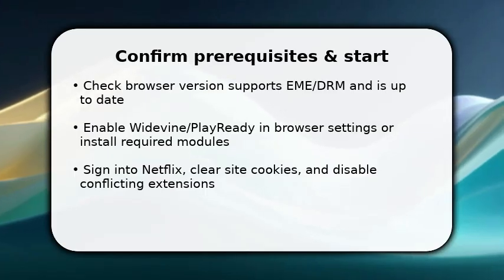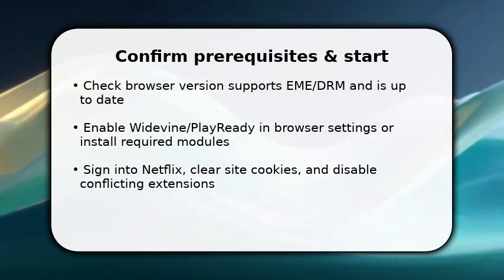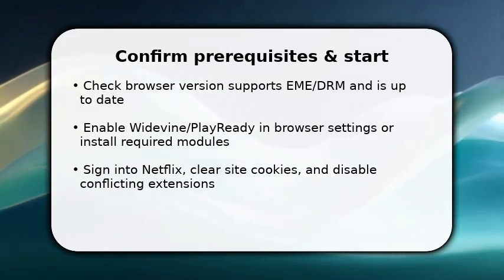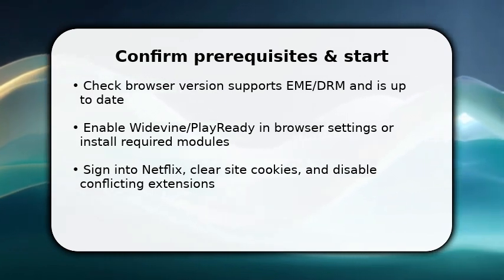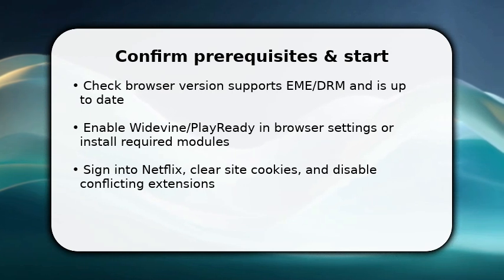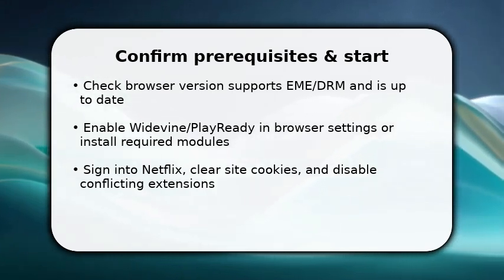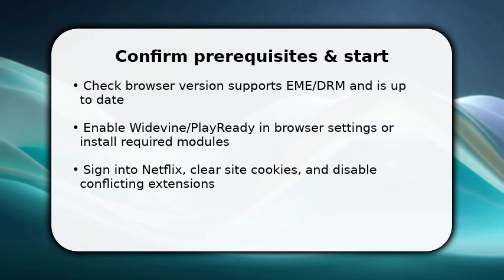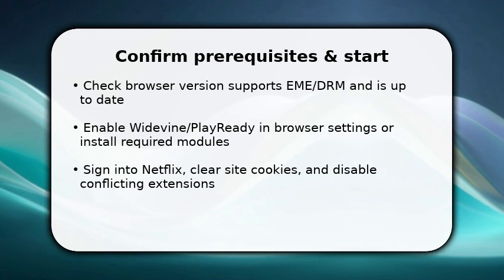You begin by ensuring the essentials are present: an updated browser with EME/DRM support and the correct Widevine or PlayReady module installed. Once done, sign into Netflix and clear site cookies so stale credentials don't block content. Next, temporarily disable extensions that alter media or privacy behavior because they can break license negotiation.